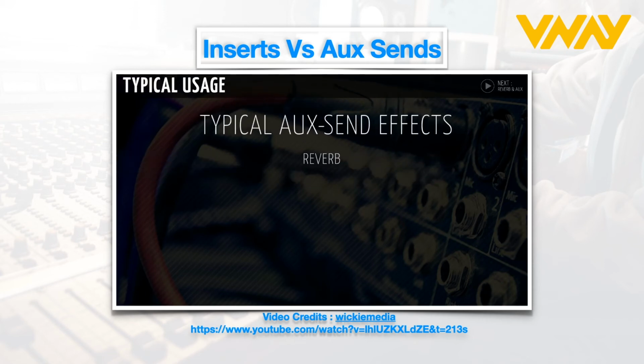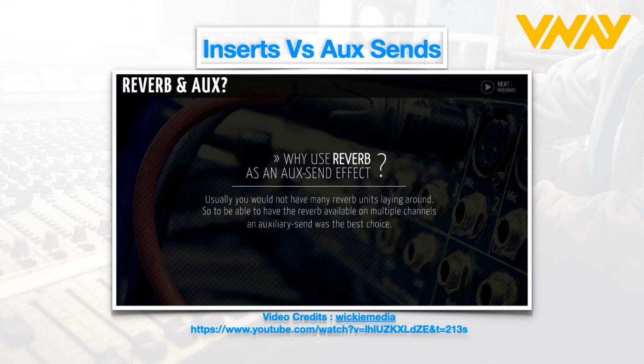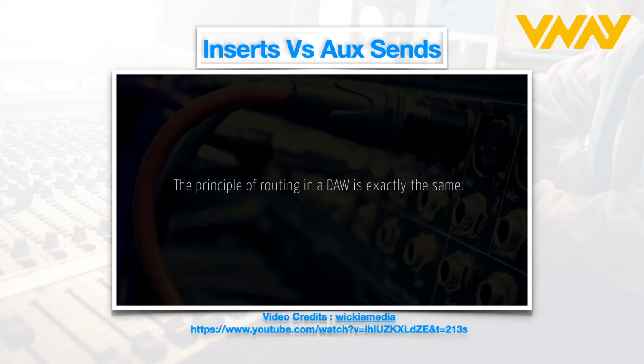Typical auxiliary send effects would be reverb and delay units, and this goes all the way back to the days of analog, because you normally didn't have many of these reverb units in the studio, so you couldn't really insert them on all of the channels even if you wanted to, because you simply didn't have that many reverb units laying around. The principle for digital is exactly the same.